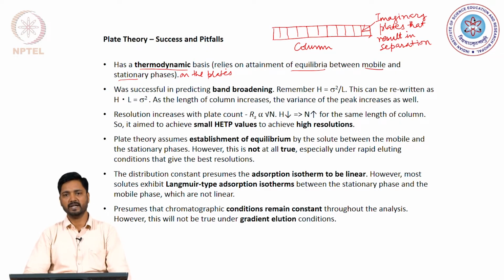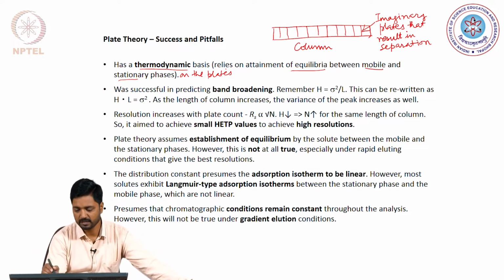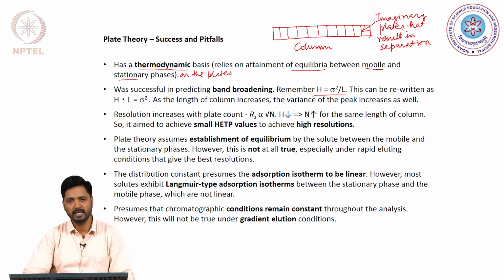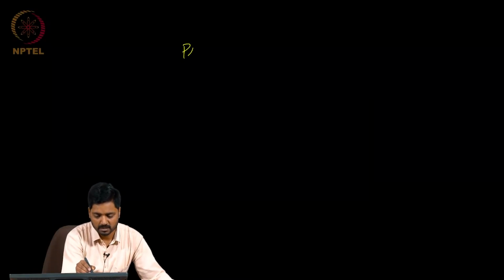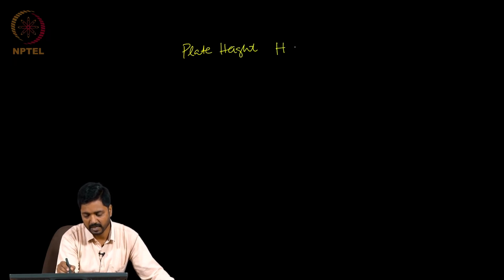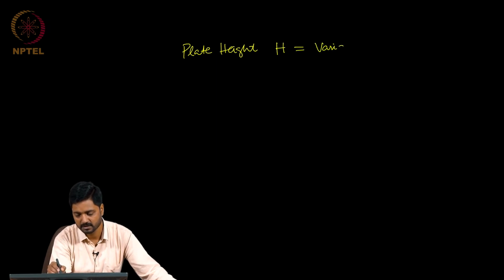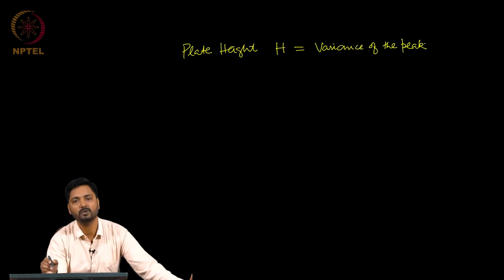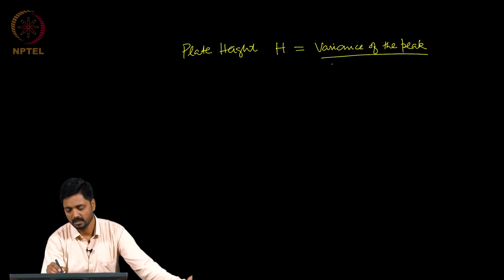Now, let us try to understand how this happens and how this is explained in the plate theory. Remember that we explained the plate height H in terms of the variance of the peak divided by the length of the column. So, let us go to the board and rewrite this. What we established is that the plate height H is equal to the variance of the peak that elutes out of the column divided by the length of the column.